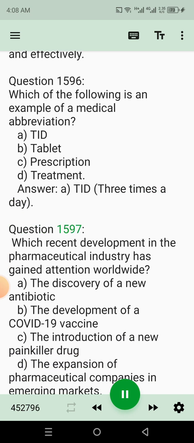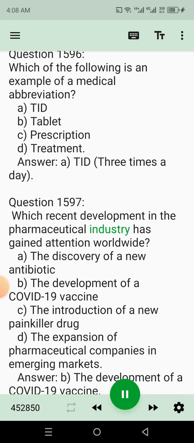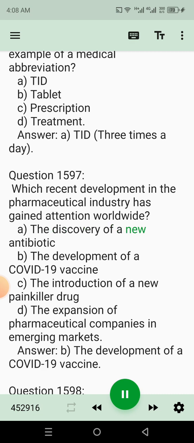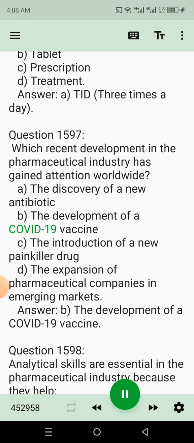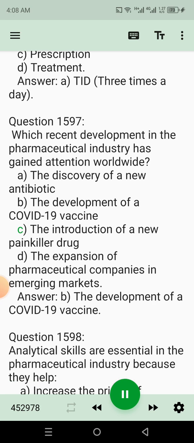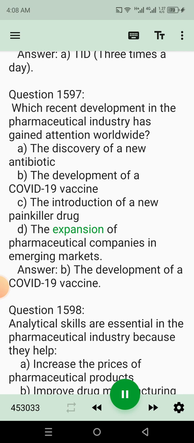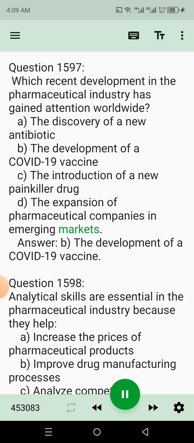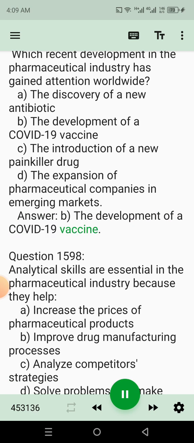Question 1597. Which recent development in the pharmaceutical industry has gained attention worldwide? A. The discovery of a new antibiotic. B. The development of a COVID-19 vaccine. C. The introduction of a new painkiller drug. D. The expansion of pharmaceutical companies in emerging markets. Answer: B. The development of a COVID-19 vaccine.